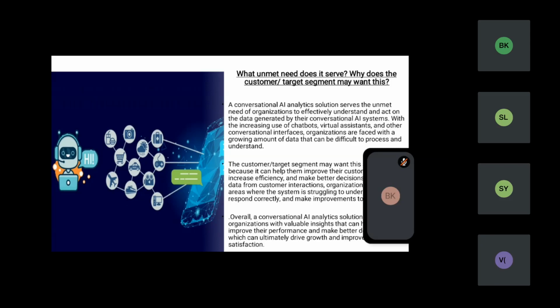For example, if I take Alexa and Siri, those chatbots can't do two functions at a time. If I ask them to switch on the fan and tell me about the weather, it only does one function, either switching on the fan or checking the weather. But in this, we are implementing it so that it can perform any number of commands at a time and give responses at the same time. The customer target segment may want this solution because it can help them improve their customer service, increase efficiency and make better decisions. By analyzing data from customer interactions, organizations can identify the areas where the system struggles to understand or respond correctly and make improvements. Overall, a conversational AI analytics solution can provide organizations with valuable insights that help them improve their performance and make better decisions.